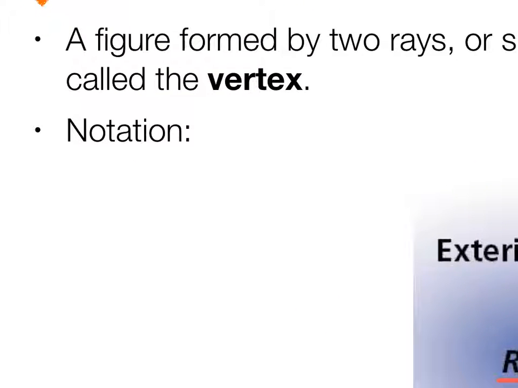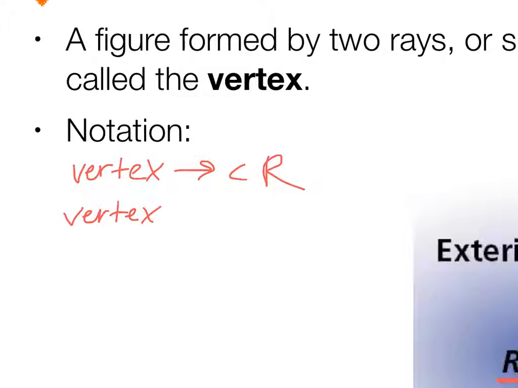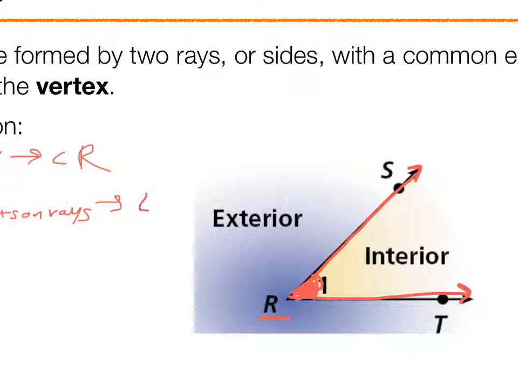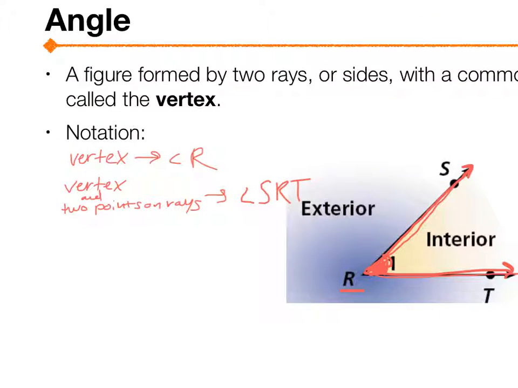We name this angle either by the vertex, which would be angle R, by the vertex and the two points on the rays, which would be angle SRT. So we start at S, then we go to R, and then we go to T. Or we could name it by the number that's on the interior of the angle, which would be angle 1. So all these three are three different names for the same angle.